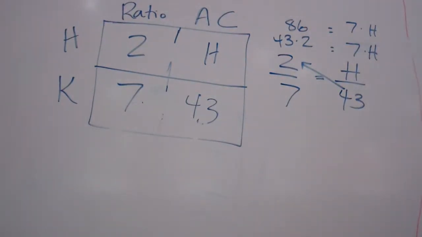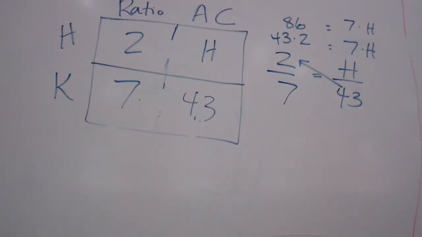Everybody understand when to use the proportion and when to use the easy method? Okay, that's 88.